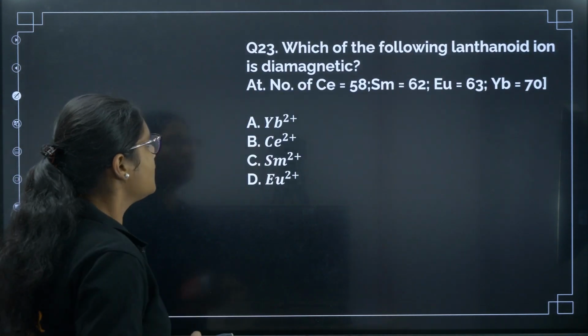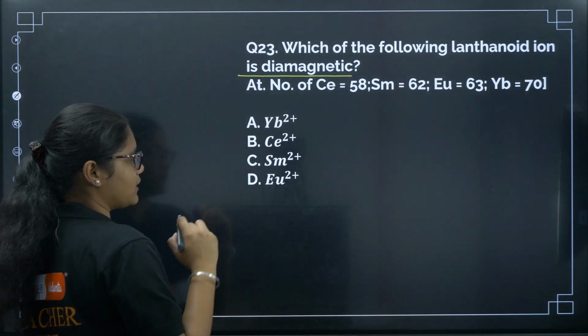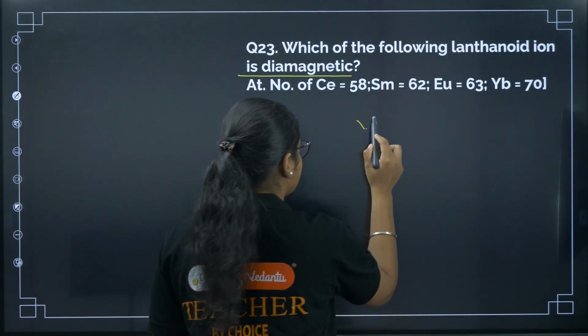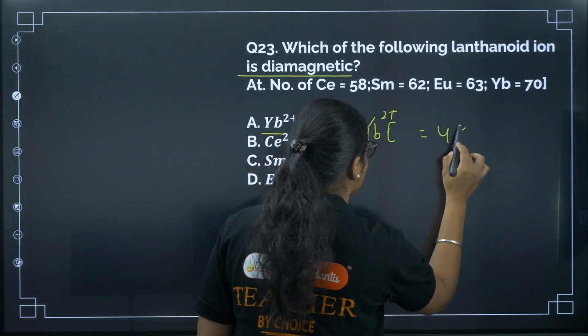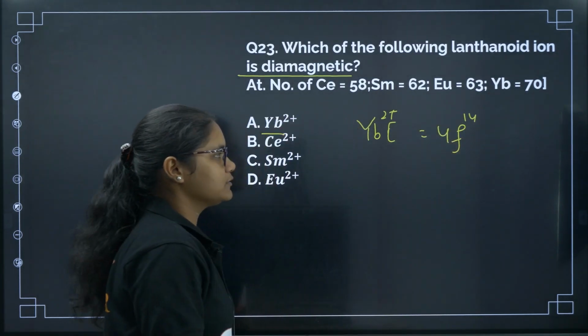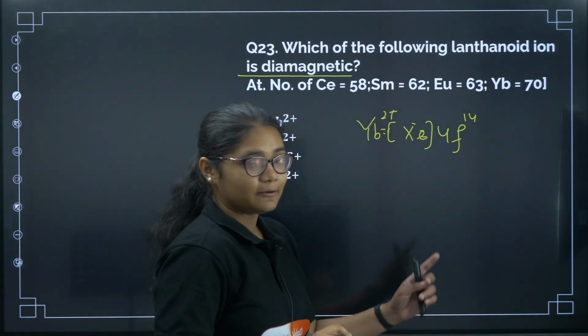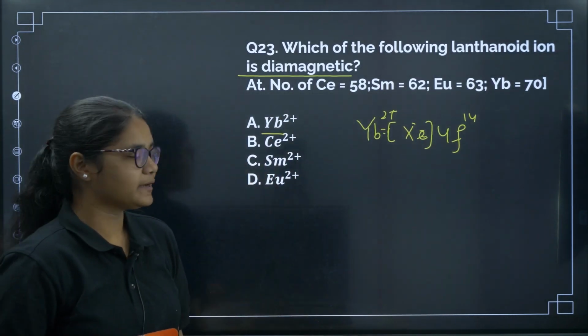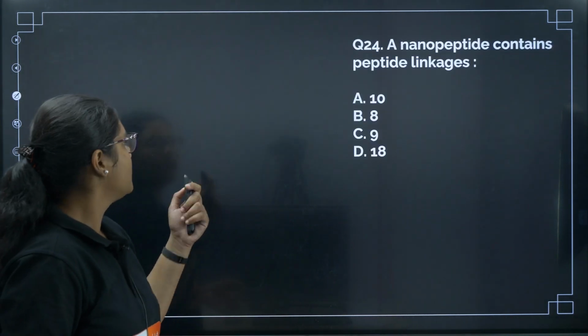Okay, next question. Which of the following lanthanide ion is diamagnetic? Okay, so atomic numbers are given. So Yb2 plus electronic configuration is 4f14. Okay, so xenon 4f14. So there is no unpaired electrons here, so it will be diamagnetic. So the correct answer for this question is option number A.